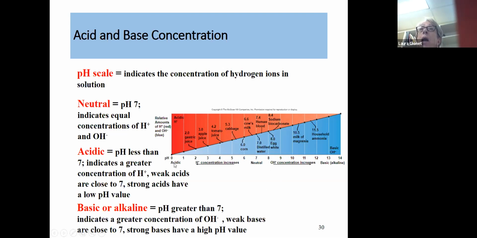Okay, so let's look at this scale. The scale is on the bottom, right? We have a scale of 0 to 14, and in the middle is 7. We have the red area that represents hydrogen ions and the blue area that represents hydroxide ions. So let's just start at neutral because I think that's the easiest.